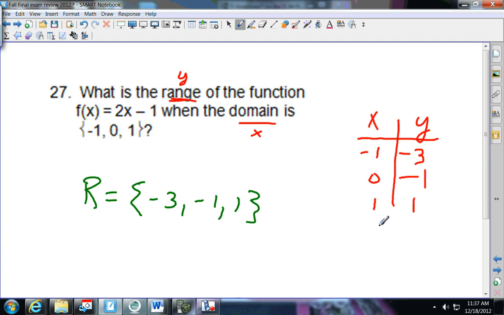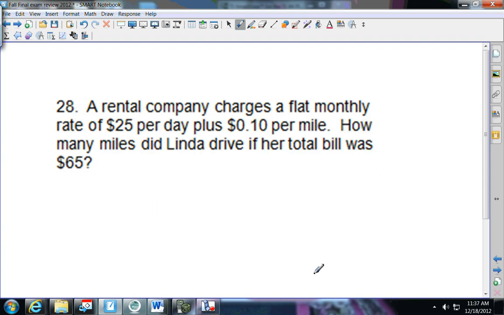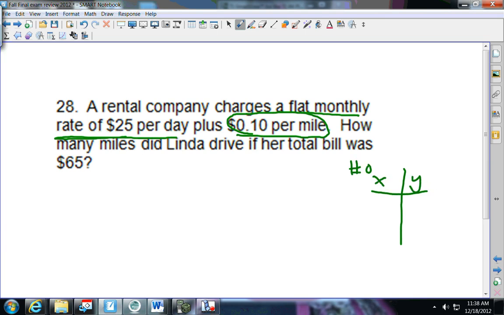Number 28. A rental company charges a flat monthly rate, very important, flat monthly rate of $25 a day plus 10 cents per mile. How many miles did Linda drive if her total bill was $65? Okay, so what we're going to do, I'm going to write the equation. Now, if you think about it, we've got x and y. X is the number of miles, and y is going to be her total bill.